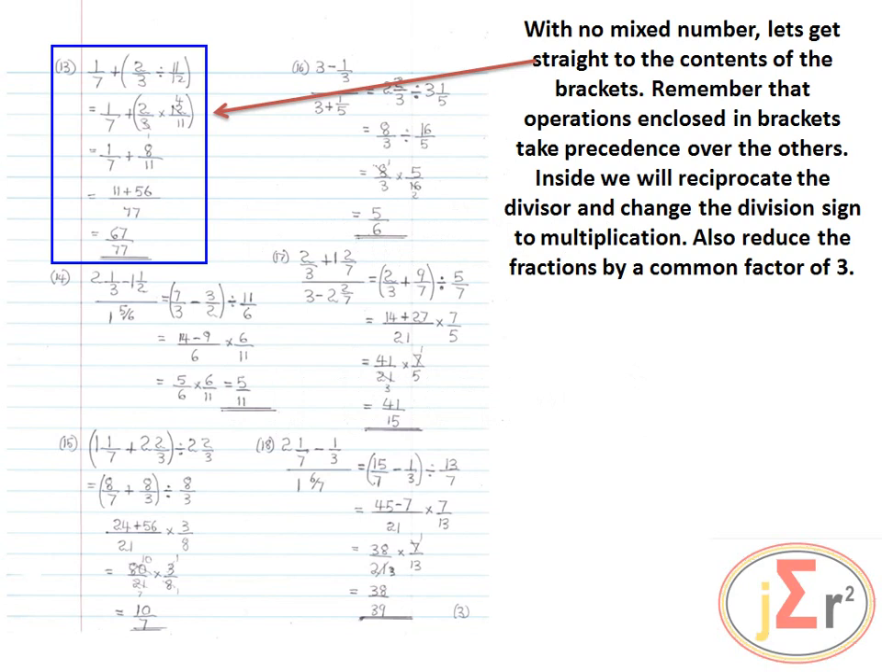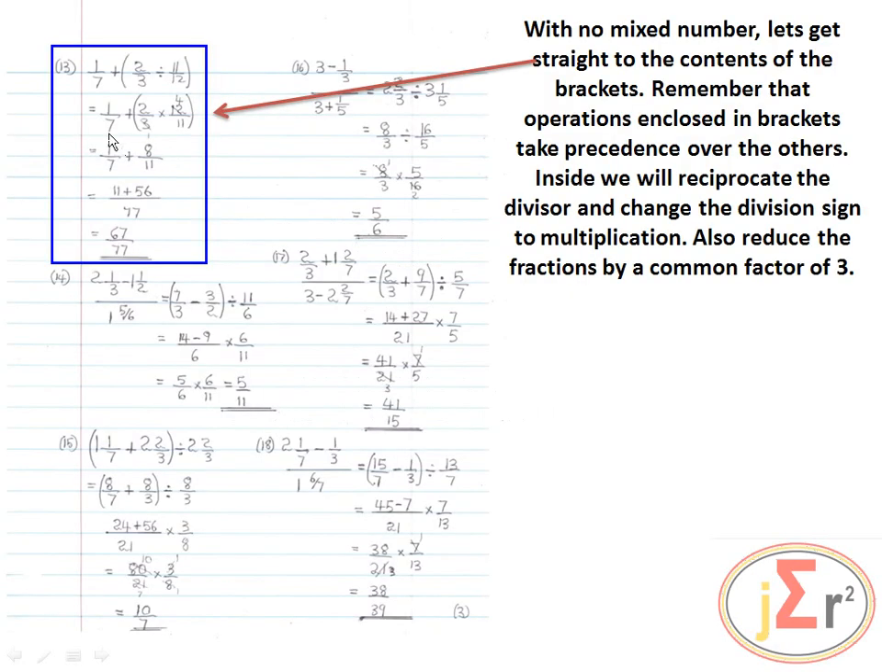The first problem that we have in this section has no mixed number. So with no mixed number, let's get straight to the contents of the brackets. Remember that operations enclosed in brackets take precedence over the others. Inside, we will reciprocate the divisor and change the division sign to multiplication. Also, reduce the fractions by a common factor of 3, which is quite a mouthful.